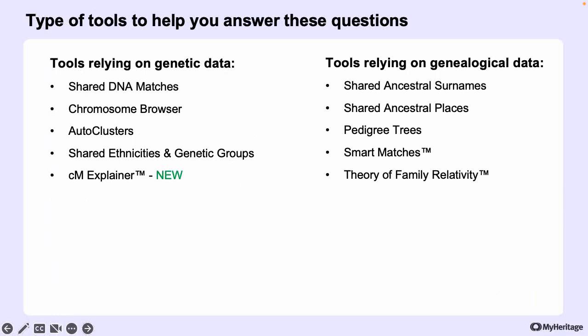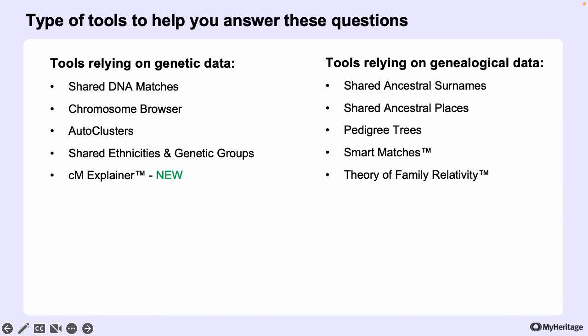We can divide them into two types of tools: those relying on genetic data and those relying on genealogical data. These tools and features provide you the information needed, and they are all available through all of your matches. For example, tools relying on genetic data can be shared DNA matches, chromosome browser, and auto clusters. Don't be afraid of these terms. I'm going to explain all of these features later on in this webinar. We also have shared ethnicities and genetic groups that can provide us clues about these people.